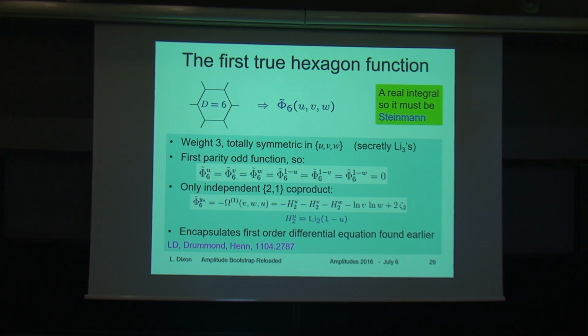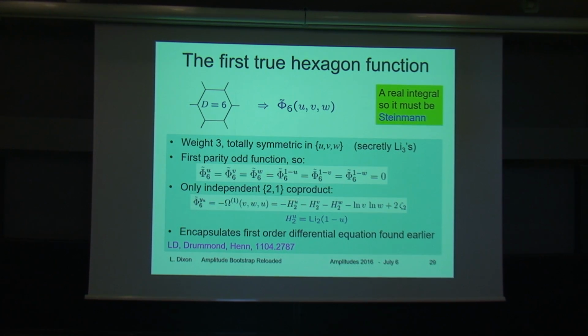If we take a coproduct of it, that is, look at its derivative and ask if it has a d log u in it, it doesn't. Why not? Because it's the first parity odd function, and this thing would have been a weight 2 parity odd function, but there aren't any of them, so it must be 0. And all these other coproducts with even letters must be 0 too.